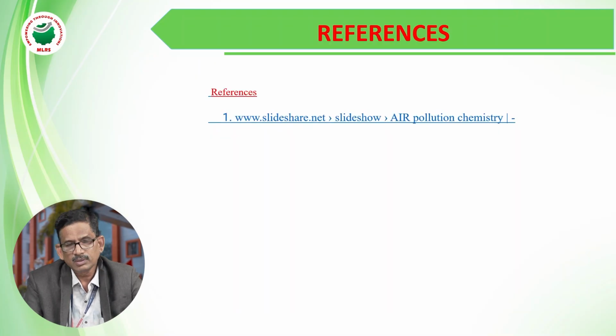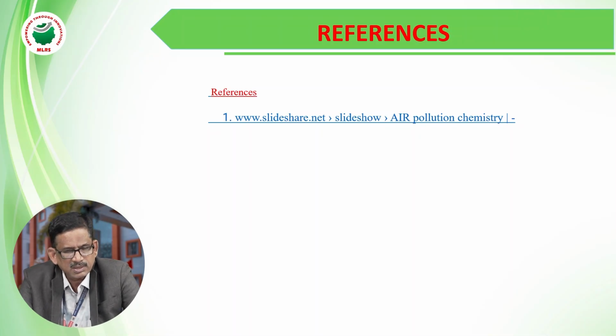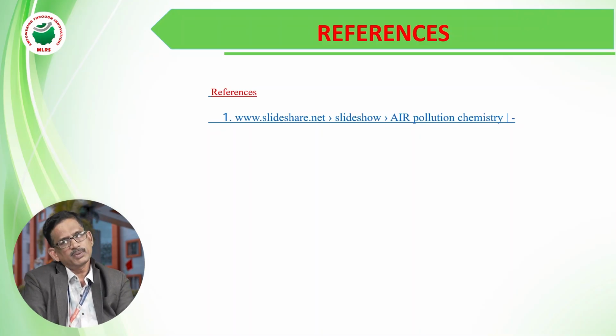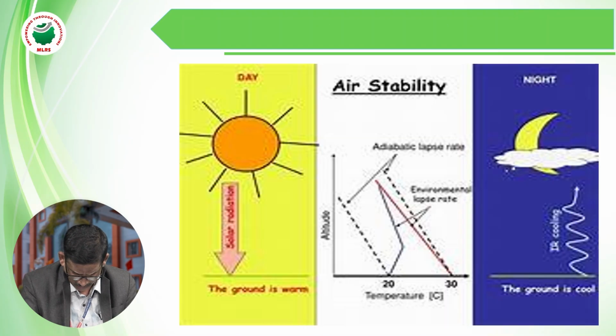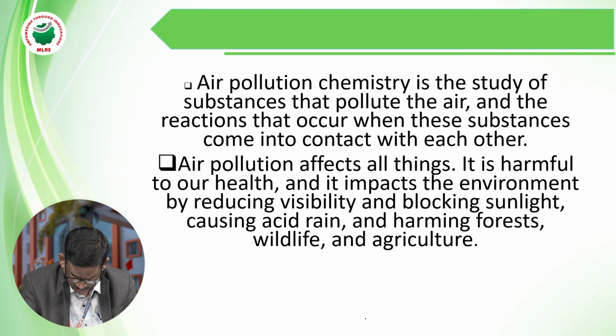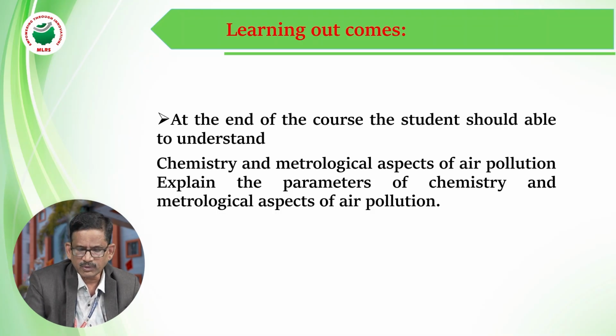Next, references. The conclusion of today's class is about air pollution chemistry: what chemistry is involved in air pollution. There are so many ways we have to see that. We go again from the starting to the last. I will conclude that at the end of the course: what chemistry is involved in air pollution, and what are the meteorological aspects of air pollution?